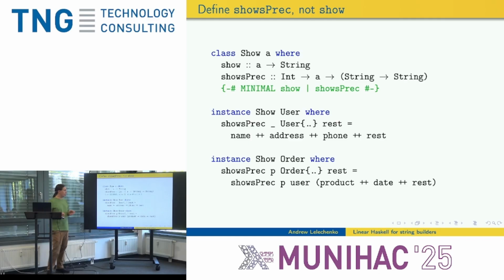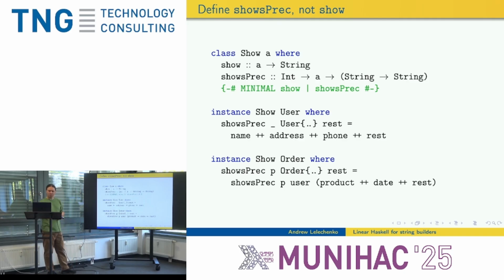And everything will go together smoothly. And then when I need to define show for Order, I also define showsPrec, which takes this tail. And I say that, okay, so take the rest of the string, concatenate it with date and product, and then pass this thing here, right? And this is how we ensure, like in usual Haskell programs with derived Show instance, that concatenation of strings always associates to the right, and we pretty much never fall into the quadratic trap.